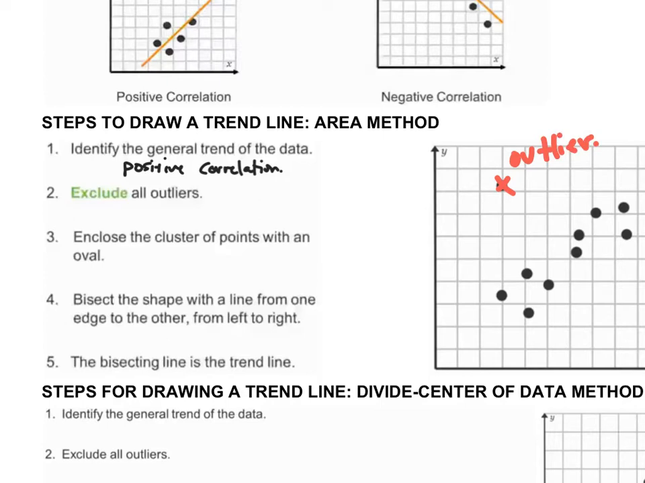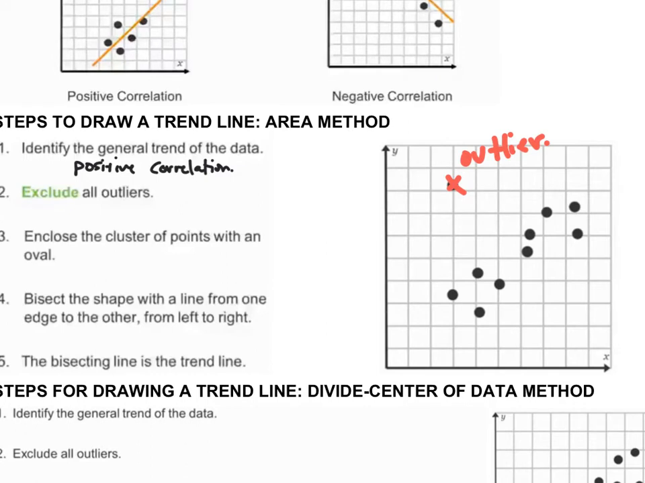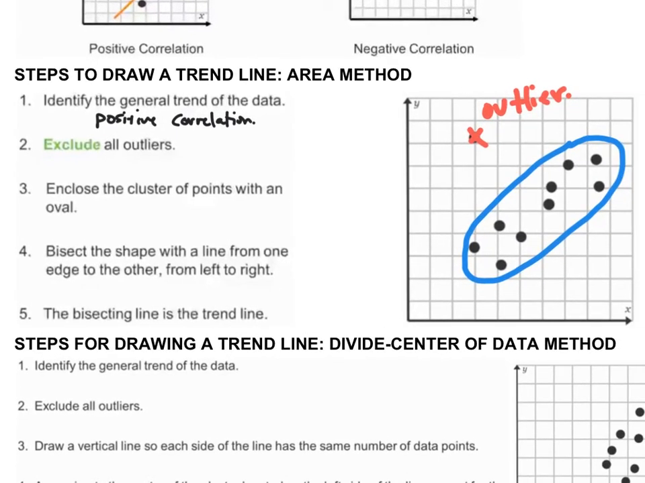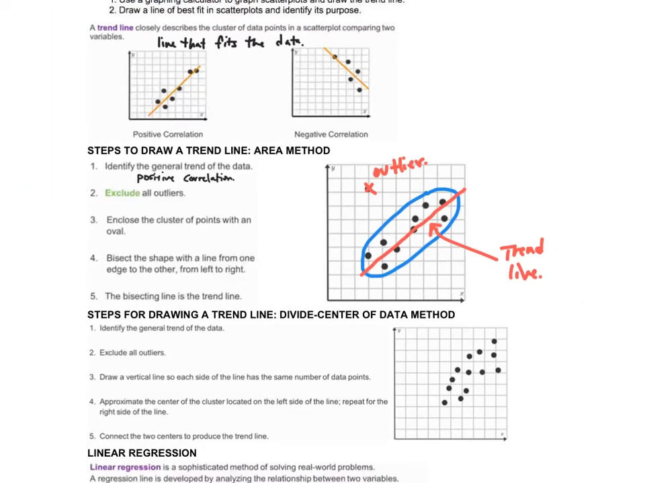Now, the other thing I want to do is enclose the cluster of points with an oval. So I'm going to draw an oval around the data. And then we want to bisect that shape with a line from one edge to the other, from left to right. So I'm going to start down here and draw my trend line that cuts this shape in half. That's a way that we can do that, and this is our trend line. You don't have to do this every time, but this is a way to help. If you can just draw the trend line, that's good.